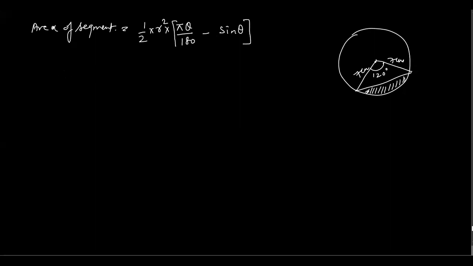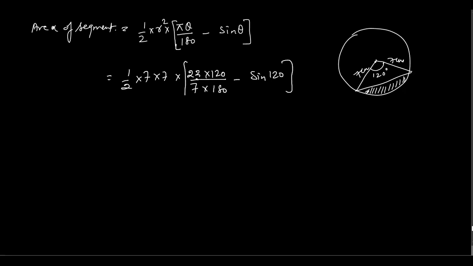So let's solve this one. Writing here, half into r, which is 7, into 7, into bracket, pi is 22 by 7 into theta is 120 upon 180, minus sine 120. But you don't know the value of sine 120, so how will you solve this one? Let me help you. If I cut this, you get 2 times, and this you get 3 times when you divide by 60.